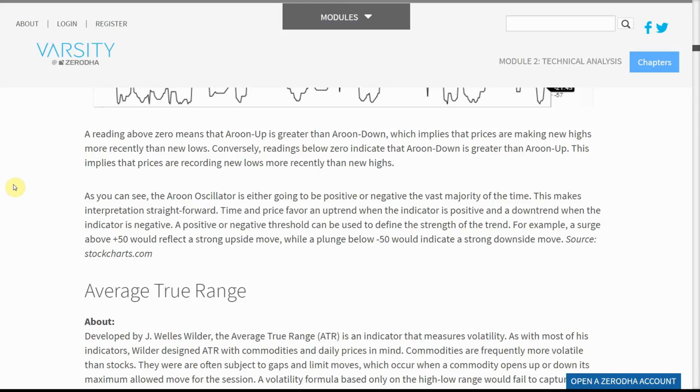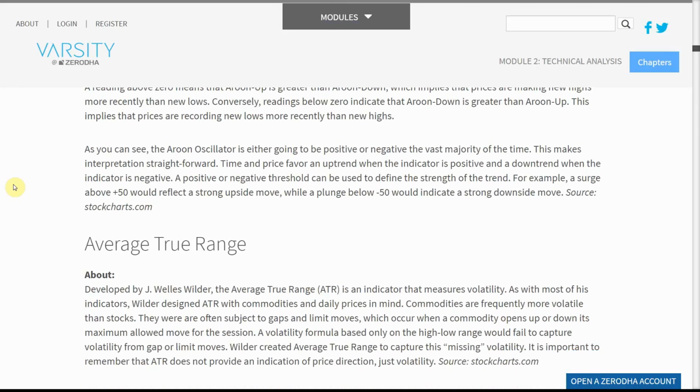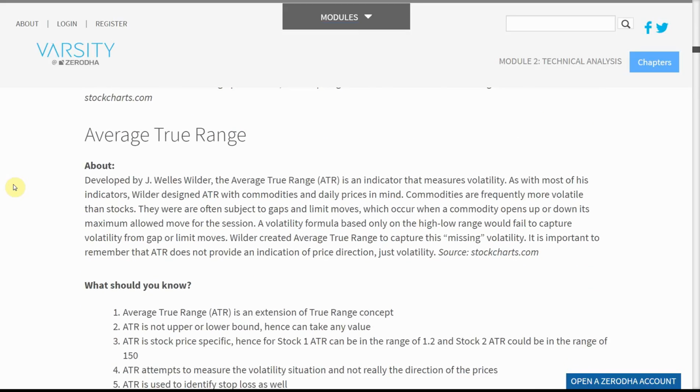Average True Range. About. Developed by J. Welles Wilder. The average true range (ATR) is an indicator that measures volatility. As with most of his indicators, Wilder designed ATR with commodities and daily prices in mind. Commodities are frequently more volatile than stocks. They are often subject to gaps and limit moves, which occur when a commodity opens up or down its maximum allowed move for the session.